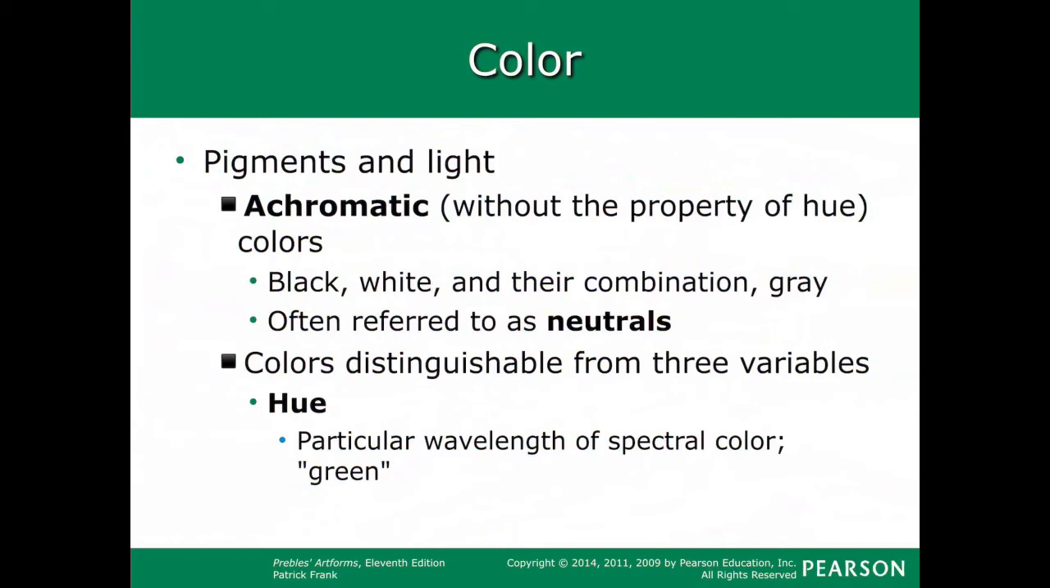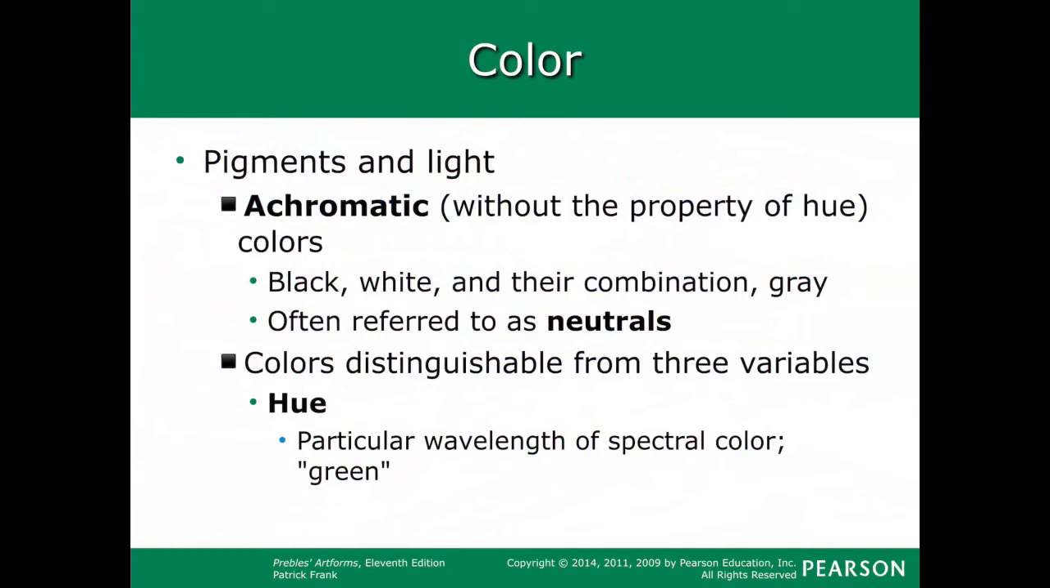So, more characteristics of color. Achromatic is when the color has no property of hue. So achromatic basically means no color. It is basically black and white, and the combinations of grays, often referred to as neutrals.